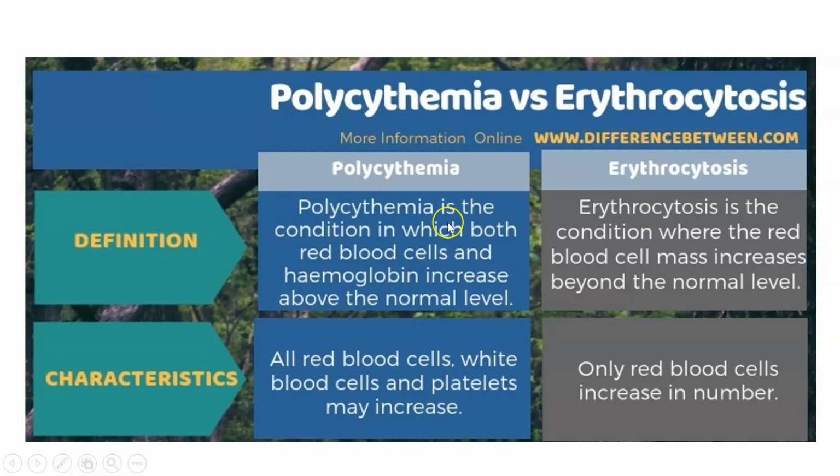So polycythemia is the condition in which both the red blood cells and hemoglobin levels increase above the normal levels. And what this basically means is that the red blood cells look normal, but the numbers have increased, whereas erythrocytosis is where the red blood cell mass increases beyond the normal level, but the hemoglobin levels don't necessarily have to change, which means that in many cases with erythrocytosis, the red blood cells can be quite small in some cases.